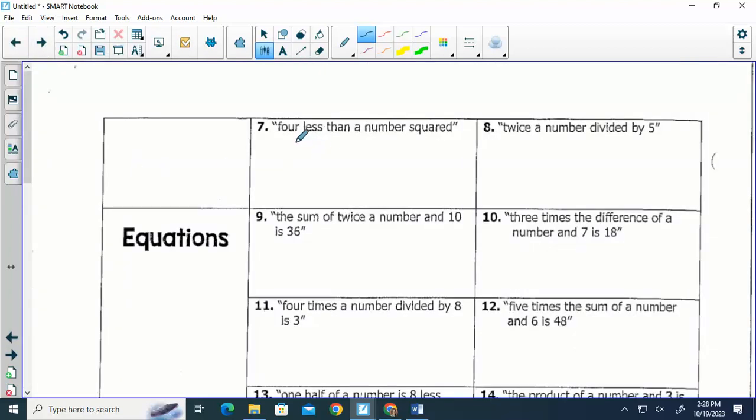Alright, number 7. 4 less than. What does less than tell me? Switching. Yep. So a number squared, so that would be squared minus a number. 8. Twice a number, 2x, divided by 5. And you could put it like this, or you could write it as a fraction. Either way is fine.